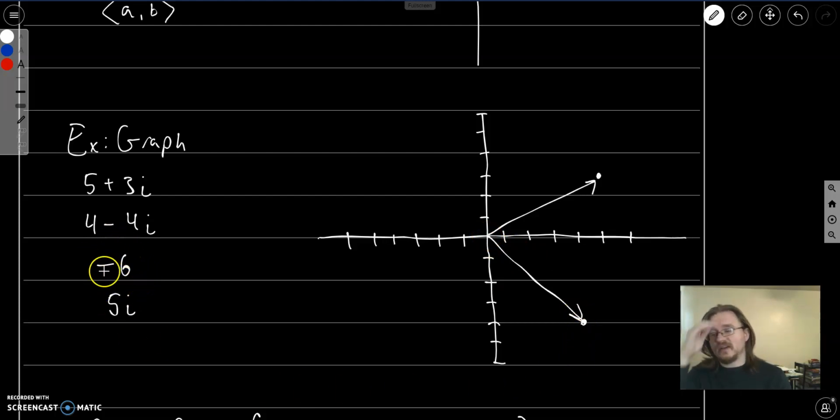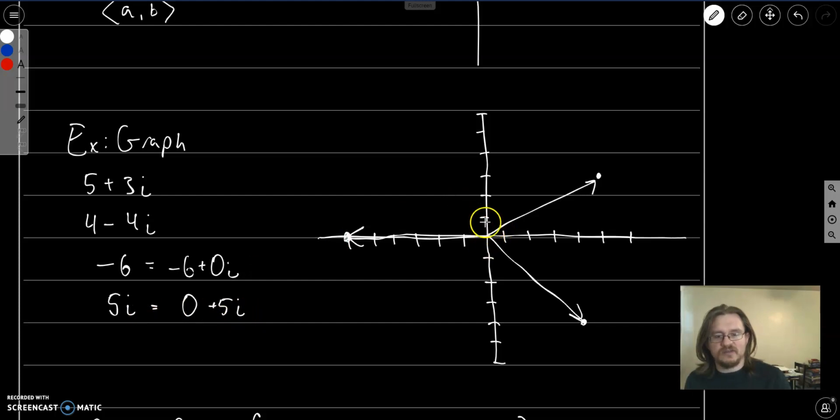Negative 6. So when I look at the number negative 6, what I can think of this as is negative 6 plus 0i. And negative 6 just means negative 6 in the x direction. So 1, 2, 3, 4, 5, 6. And then 0 in the y direction, in the imaginary direction. So this is just going to be the vector pointing straight out here. And then 5i likewise, I can think of this as 0 plus 5i. So 5i is just going to be pointing in the imaginary direction. 1, 2, 3, 4, 5.